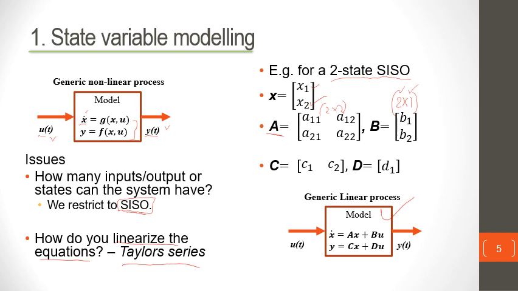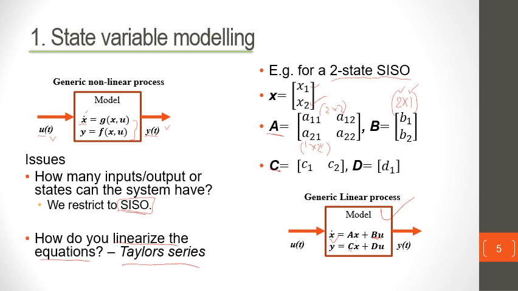So the B matrix, as you can see here, links the differential equation of the state with the input, so it's going to be 2 by 1. And then the C matrix is going to be 1 by 2 in size because the output is 1. You can see here, the C matrix links the states with the output, and there's only one output and two states.